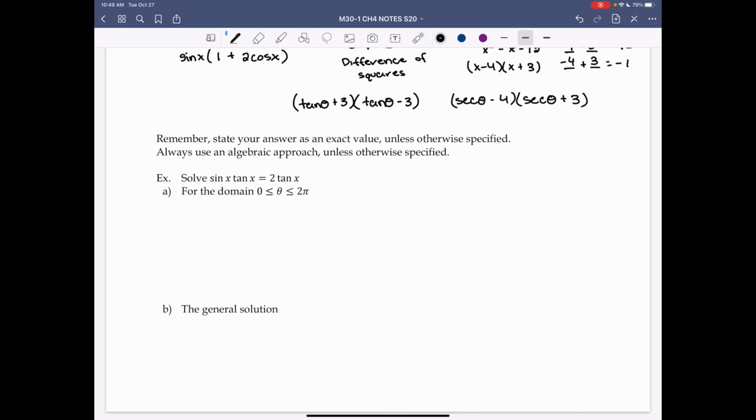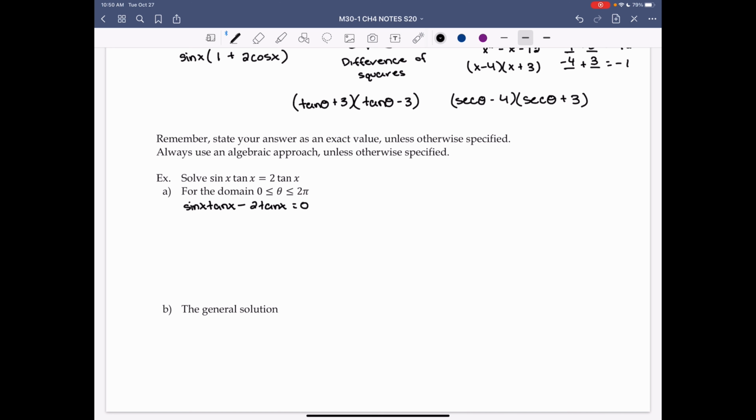Example, solve sine x times tan x equals 2 tan x for the domain 0 is less than or equal to theta is less than or equal to 2 pi. Let's move everything to one side. We have sine x tan x minus 2 tan x equals 0.